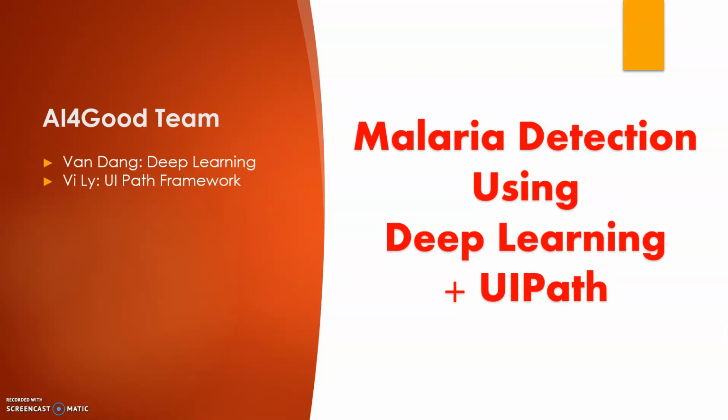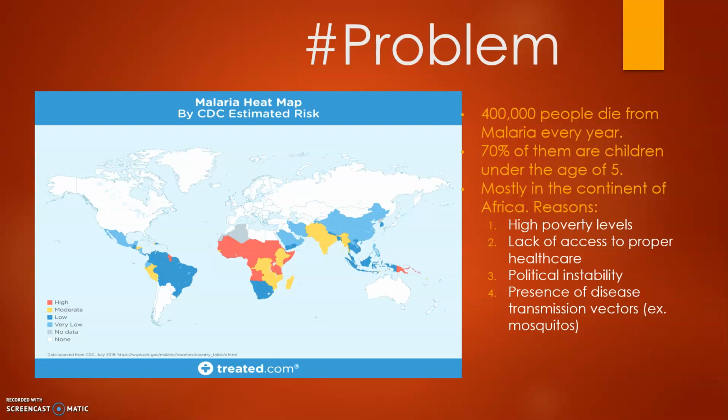Our project is called Malaria Detection using Deep Learning and UiPath. The problem that we are focusing on is malaria. As you may know, malaria is a blood-transmitted disease caused by a mosquito bite or consumption of an infected blood byproduct. Every year, about 400,000 people die from malaria, and 70% of them are children under the age of 5 years old. So this is definitely a very serious public health problem.